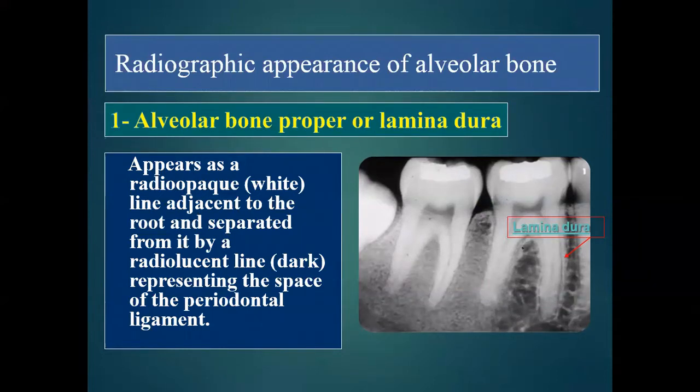Now we see the radiographic appearance of the alveolar bone. Radiographically, the alveolar bone proper or the lamina dura is seen. We can see a white line in the region. This line is called the lamina dura. It appears as a radiopaque line adjacent to the root and separate from it. This has very important clinical significance. This part, the lamina dura, only supports the tooth, and in between the tooth and the lamina dura we have the periodontal ligament. So this is the clinical significance of the lamina dura.